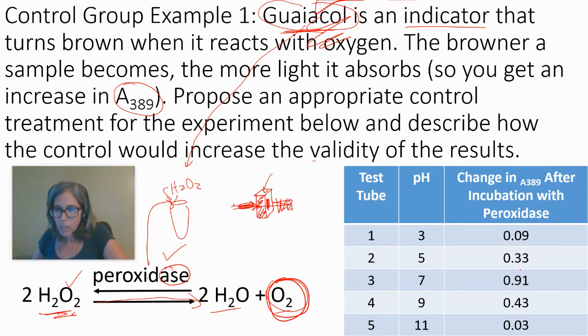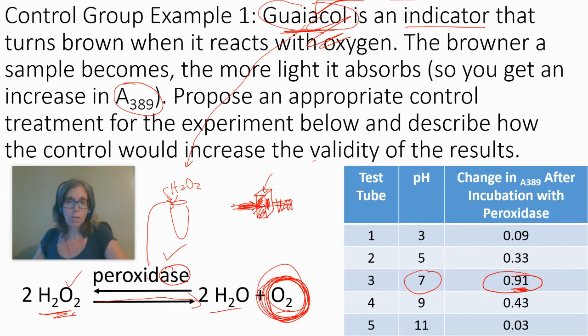So if you look at these numbers, it looks like the biggest one is right here at pH 7. So that's saying at pH 7, the enzyme works most efficiently, the reaction goes faster, and I know that because it's getting browner. More and more light is being absorbed because this is brown, and so light can't go through it. So more light's absorbed because it's getting darker. It's getting darker because the guaiacol is combining with the oxygen, making everything brown.